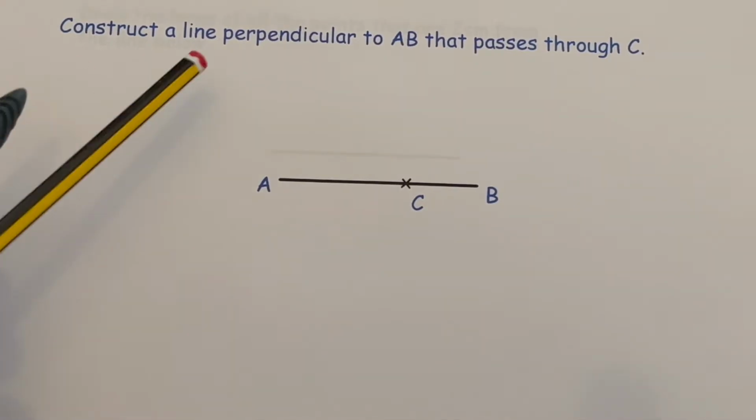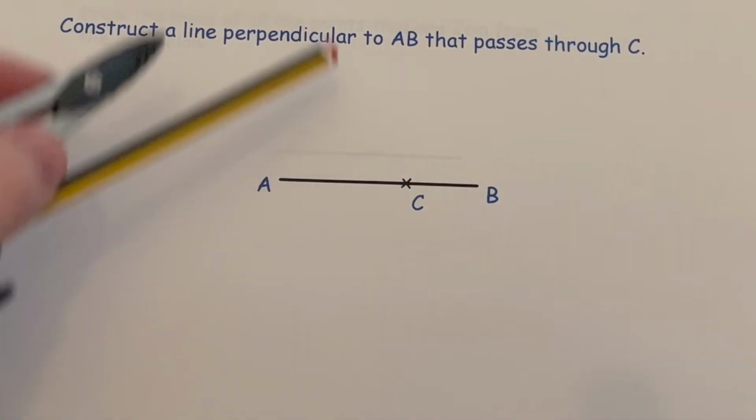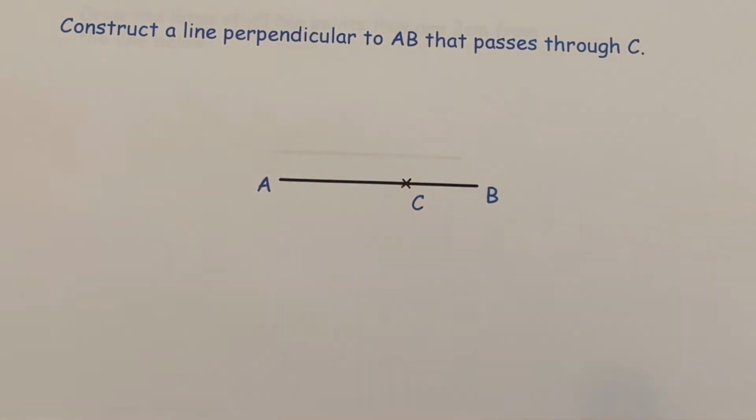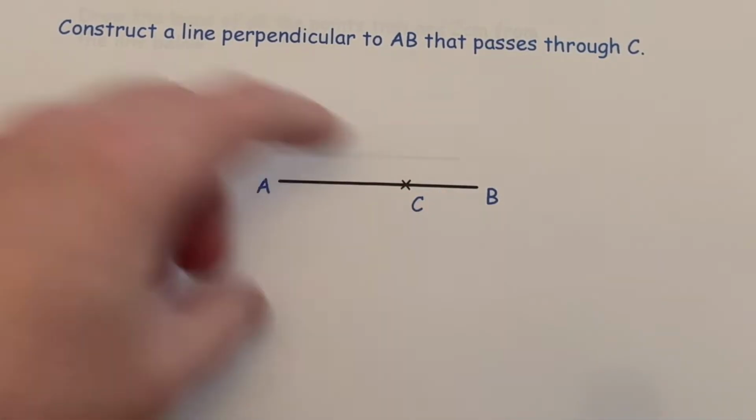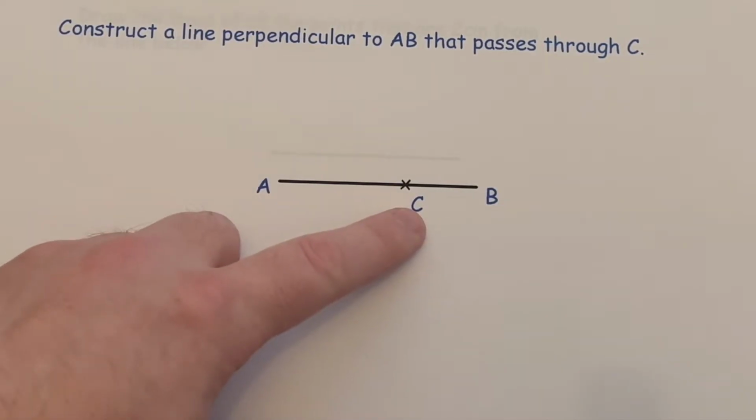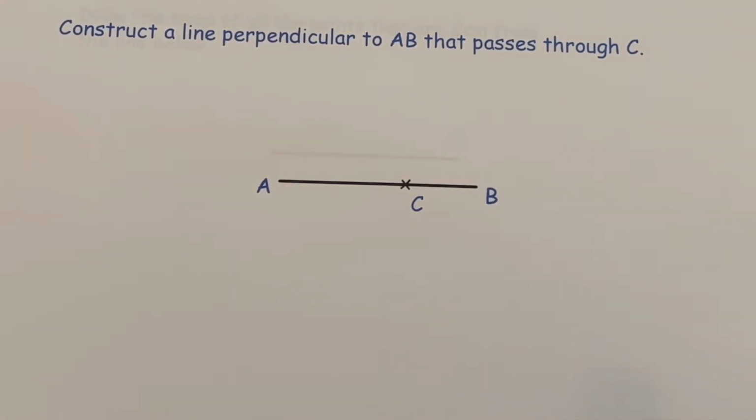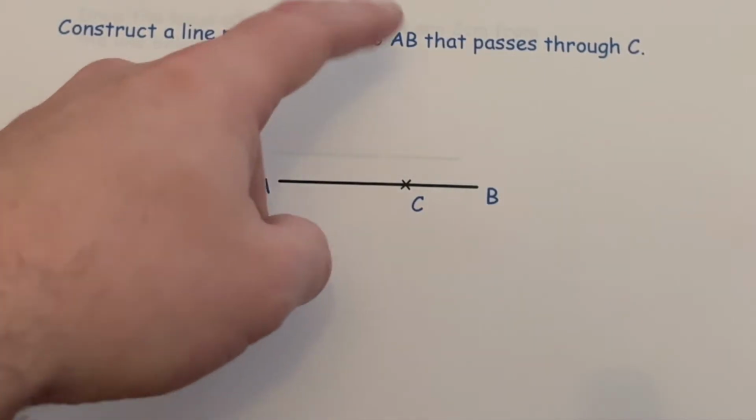Okay, so let's have a look at our next construction. It is to construct a line that's perpendicular to AB and passes through this point C. So we're going to get a compass and pencil, and draw two arcs on this line. We're going to make sure they're the same distance away from C, because then we can do the perpendicular bisector of those, and that'll be at right angles to AB and pass through the point C.